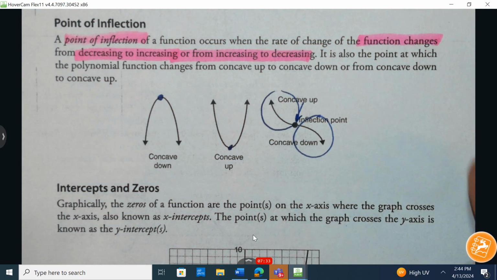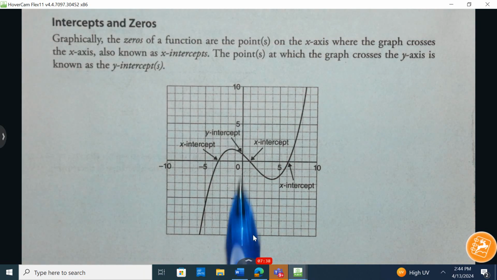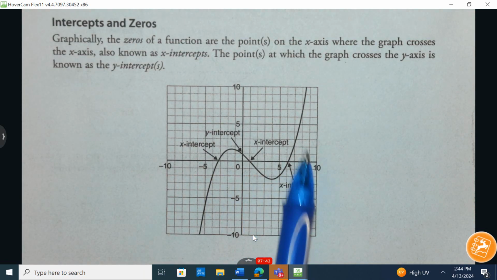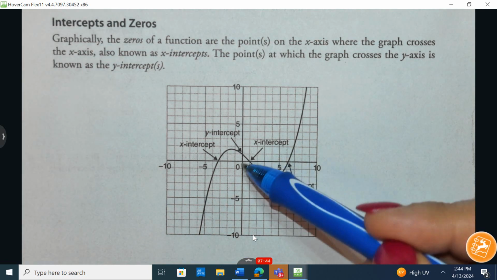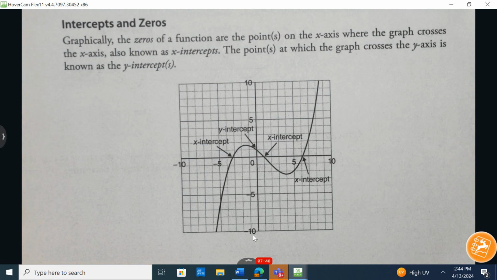Let's go down here. Intercepts and zeros. You guys are already familiar with that. X-intercepts and zeros. So zeros are going to occur where we have an intersection with the function and the x-axis. We also need to keep in mind we do have the y-intercept. So if it asks just for intercepts, you need to assume you need to both state the x-intercepts and the y-intercepts.